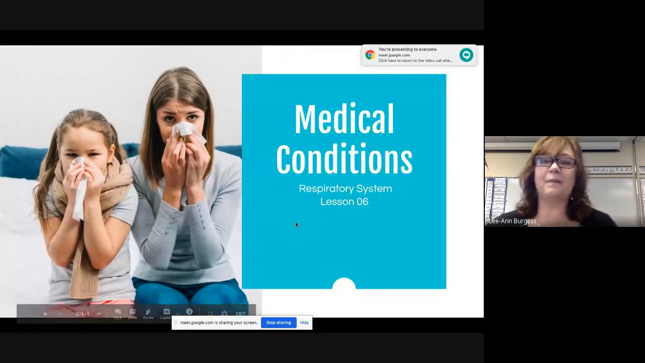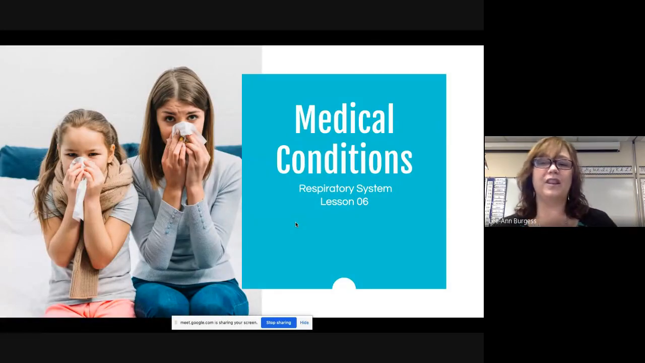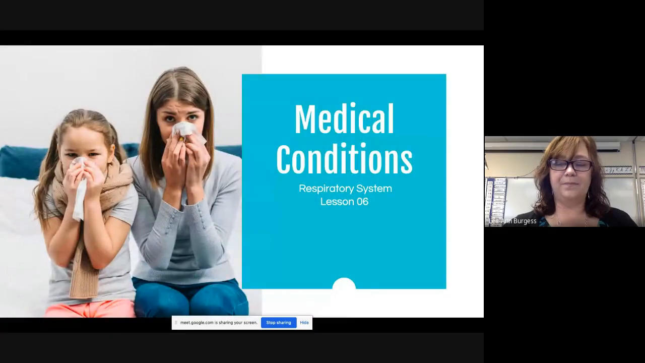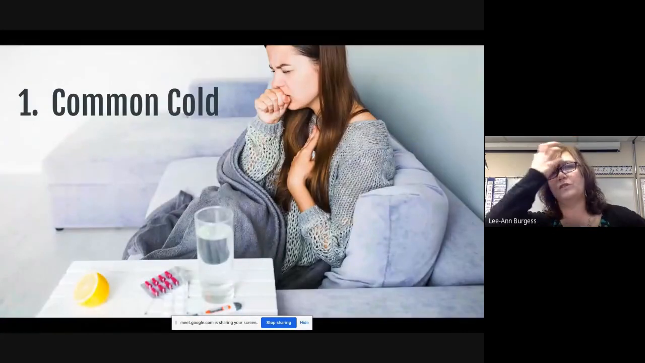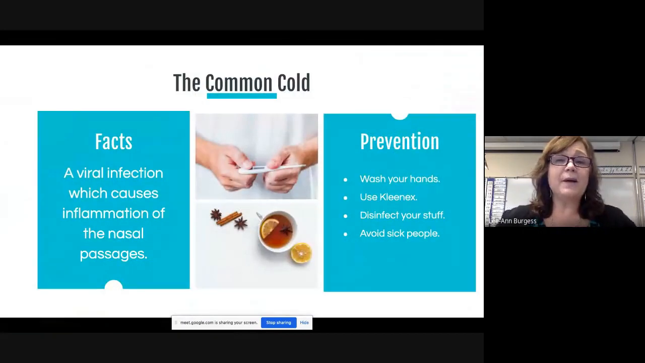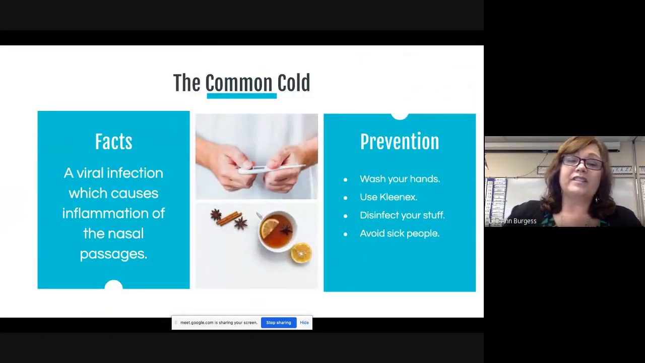So we're talking about the medical conditions that we find with the respiratory system. Remember, that involves our lungs. The first one is the common cold. The first one is the what? Yes, common cold. So the facts about the common cold: the common cold is a viral infection which causes inflammation of the nasal passages.